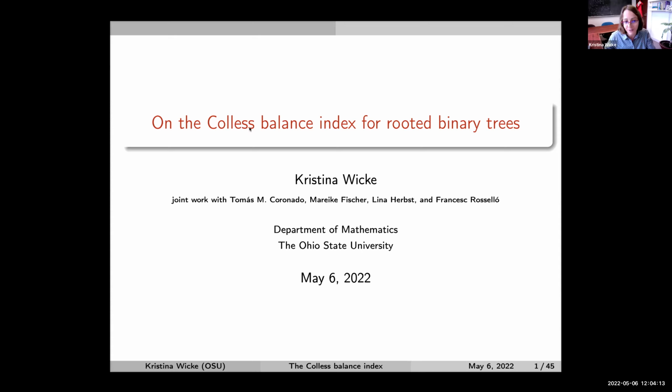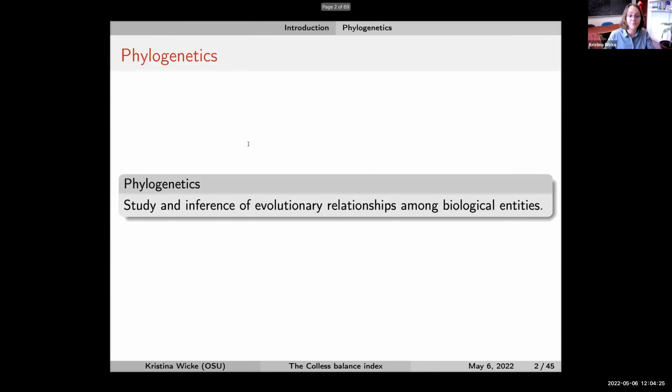However, before I tell you more about the Colless index itself and its specific properties, let me briefly introduce what I mean by phylogenetics and phylogenetic trees. Very roughly speaking, phylogenetics is an area of biology, or more precisely evolutionary biology, that is concerned with studying and reconstructing the evolutionary relatedness and history among biological entities. Often these are species. You might be interested in reconstructing the evolution of all mammals, all birds, or even all living species on Earth.